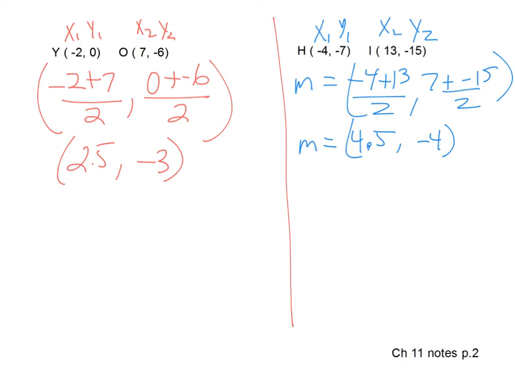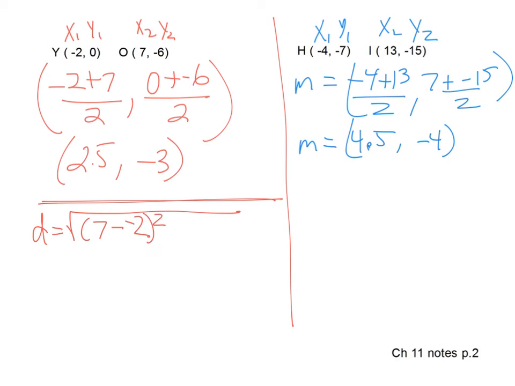Then we're going to go back over to the red side, the YO, the segment YO side, and we're going to find the distance. All right? So we're going to find the distance together. Distance equals the square root of x2 minus x1 squared plus y2, that's negative 6, minus y1 squared. All right, now we're going to do the math.